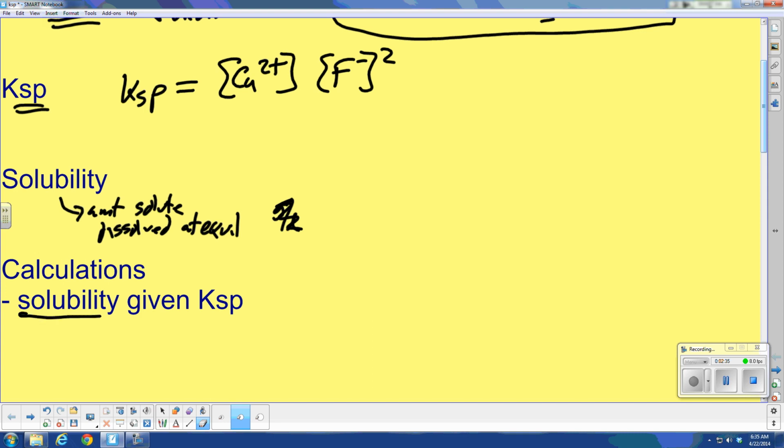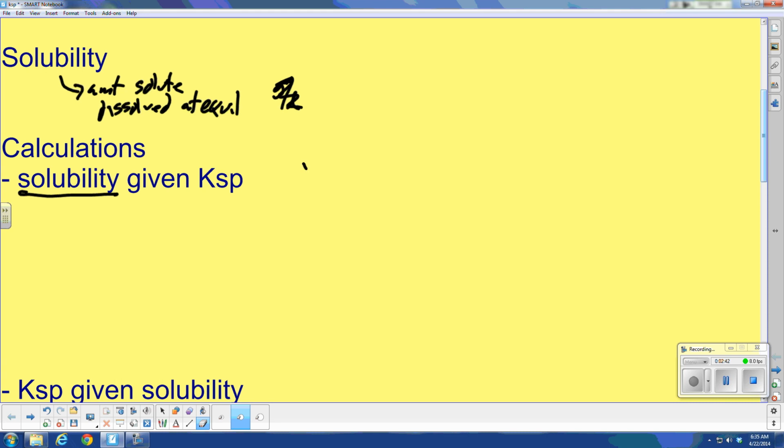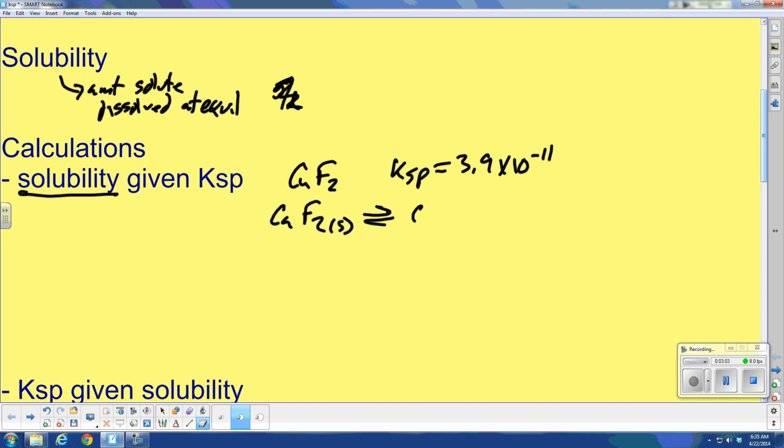How do I determine the solubility given a KSP? Okay, so let's take a look at what we had up here. We had my calcium fluoride, and it has a KSP of 3.9 times 10 to the minus 11. So KSP equals 3.9 times 10 to the minus 11. And we want to calculate this solubility. Now, let me tell you, it's really pretty easy. We're going to make an ICE box. Okay, and you guys should be experts at ICE boxes.